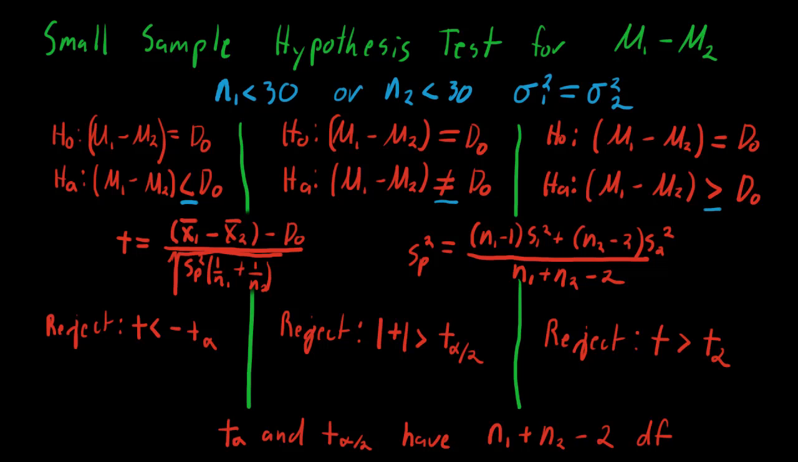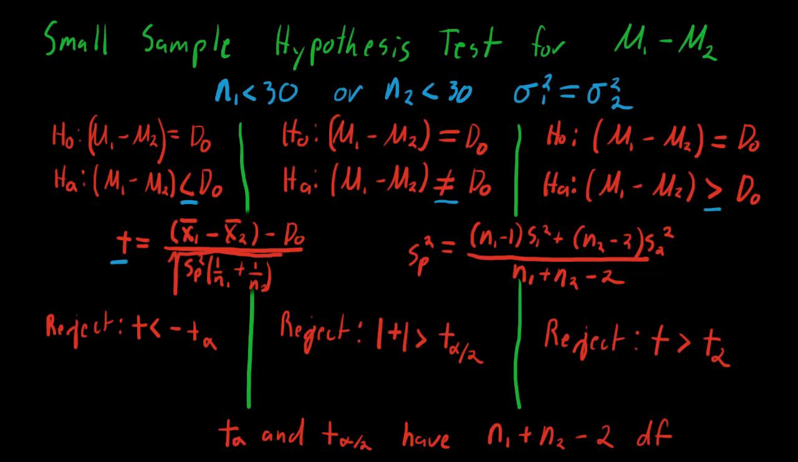And then for each of our hypothesis tests, we have the same test statistic. So we have our t-value, which is equal to x1 bar minus x2 bar, and all that minus d0, and then divided by the square root of sp squared times 1 over n1 plus 1 over n2.